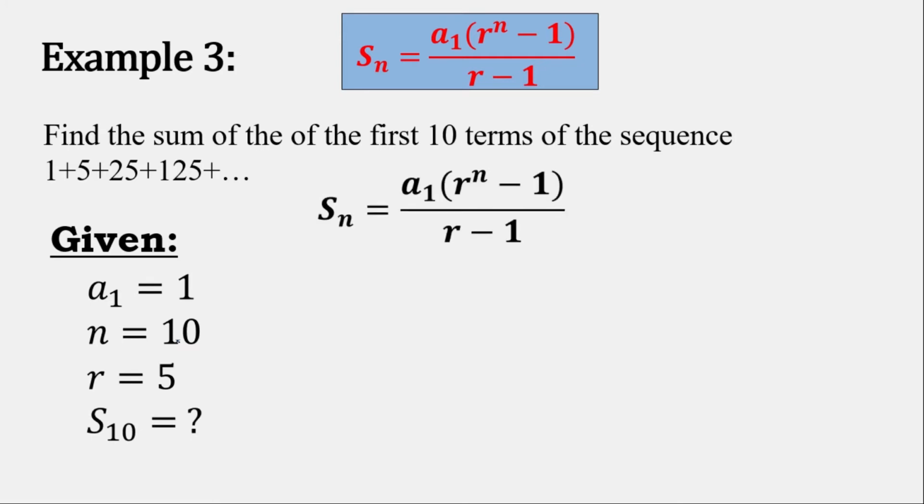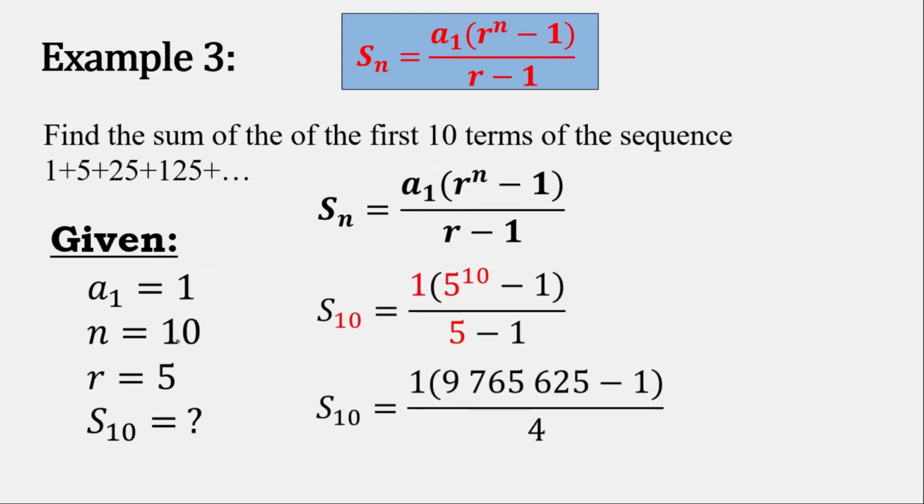And let's find the sum of the first 10 terms. In this case, n is equal to 10. Therefore, we are dealing with a large amount of numbers, and 5 will be our base. So 5 raised to 10 is equal to 9,765,625 minus 1 all over 5 minus 1, which is 4. Now, all we have to do is to subtract it and divide it by 4. Then we get the answer of 2,441,406.